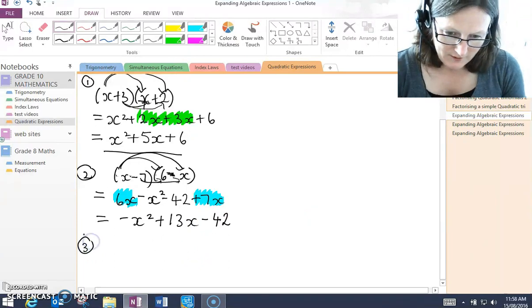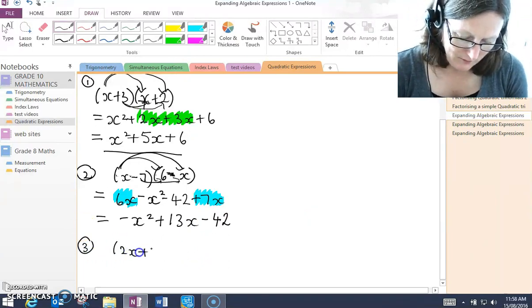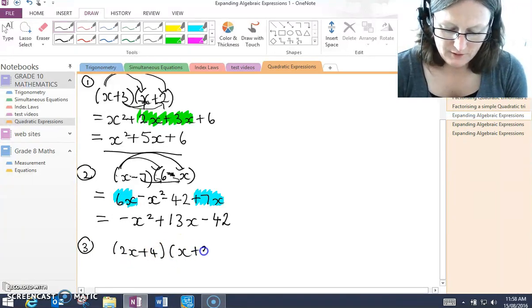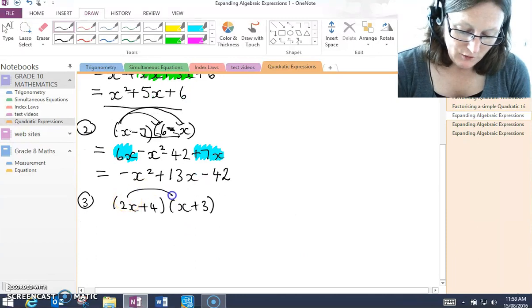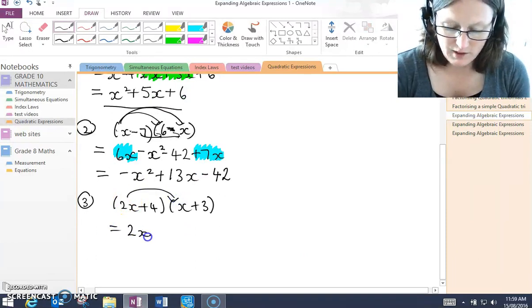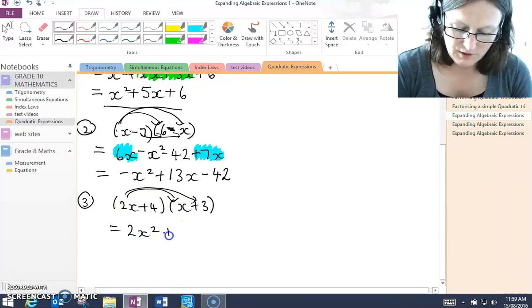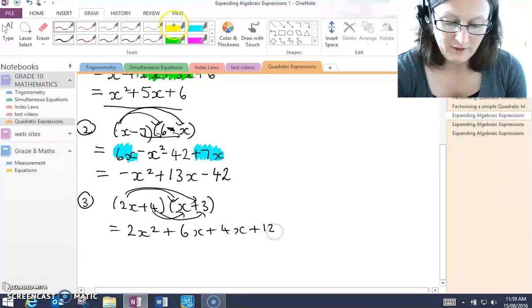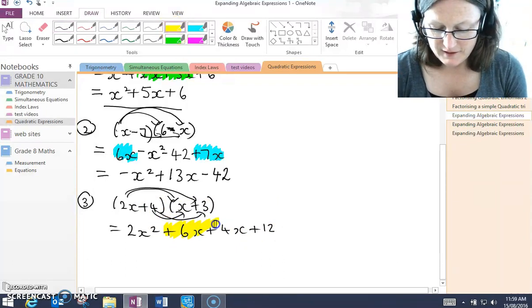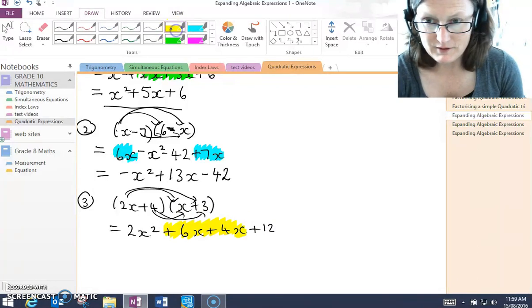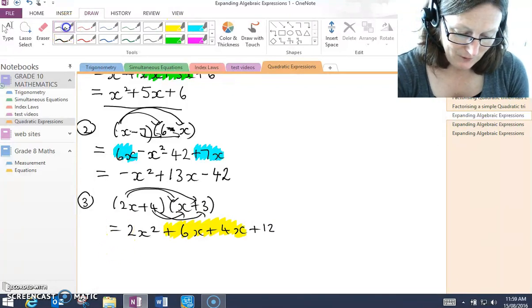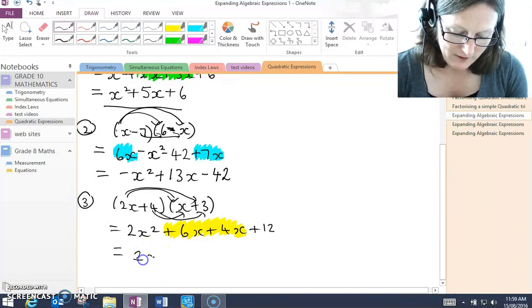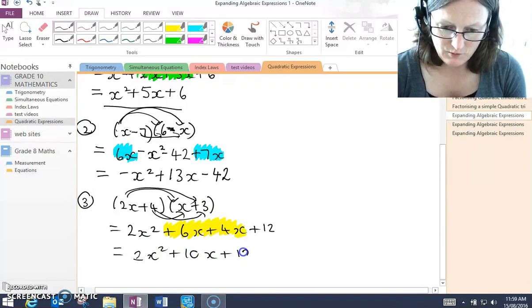Another example, the third example, (2x + 4)(x + 3). So I multiply 2x times x, which gives me 2x squared, 2x times 3, which gives me 6x, 4 times x, which gives me 4x, and 4 times 3, which gives me 12. Again, if we look at that, 6x and 4x are like terms, because obviously both have an x, so we then combine it, so it's 2x squared, 6x plus 4x is 10x plus 12.